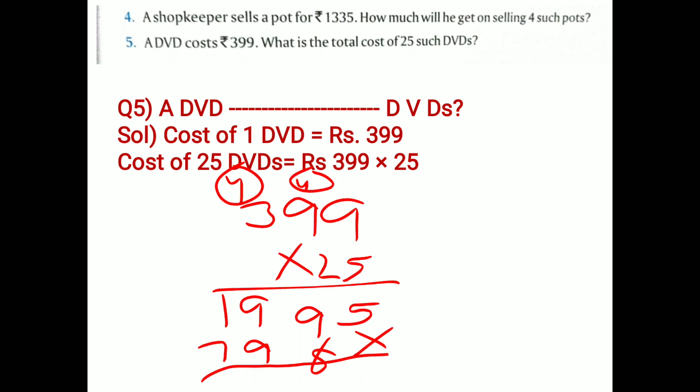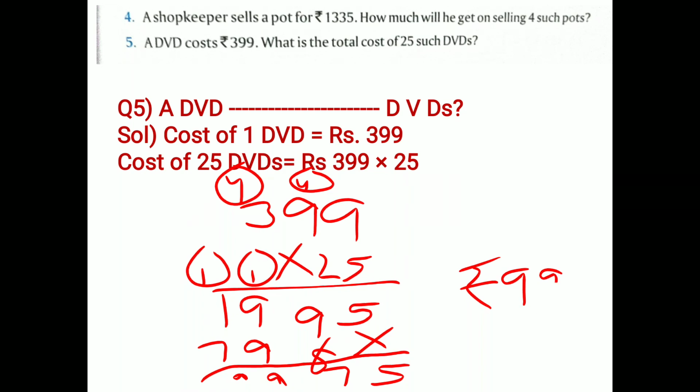Now you have to add. 5 will come as it is. 9 plus 8, it will be 17. 1 goes on 9. 9 plus 9 is 18 plus 1, 19. 1 goes on 7. 7 plus 1 plus 1, it will be 9. So your answer is rupees 9975. This will be the answer. Clear?